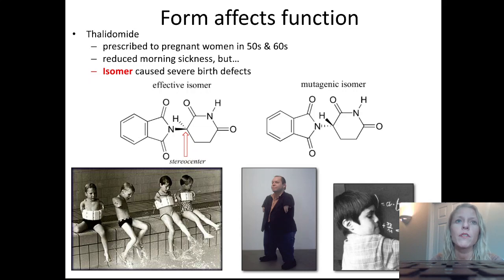An example of this is thalidomide, and this was prescribed to women to reduce morning sickness in the 50s and 60s. But unfortunately, it actually caused severe birth defects, and so that's not great. And that was the isomer, specifically, that was causing the specific birth defects.